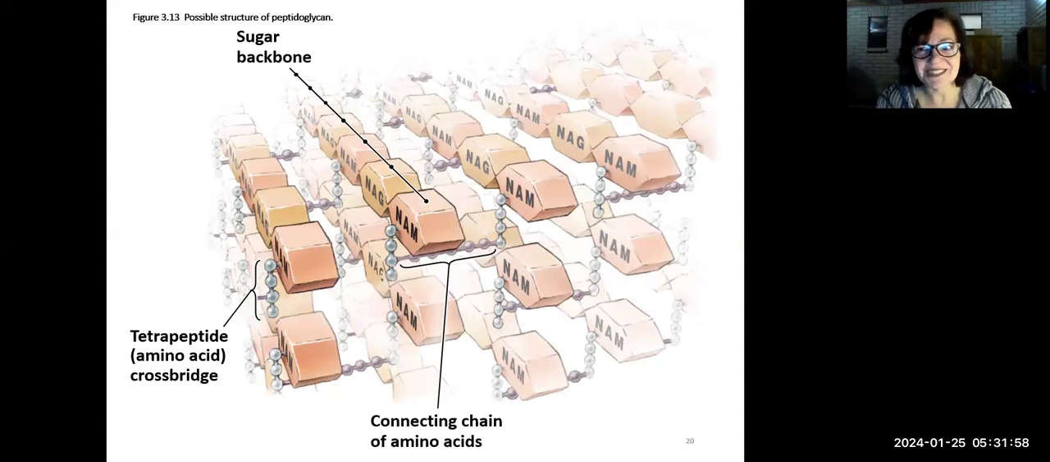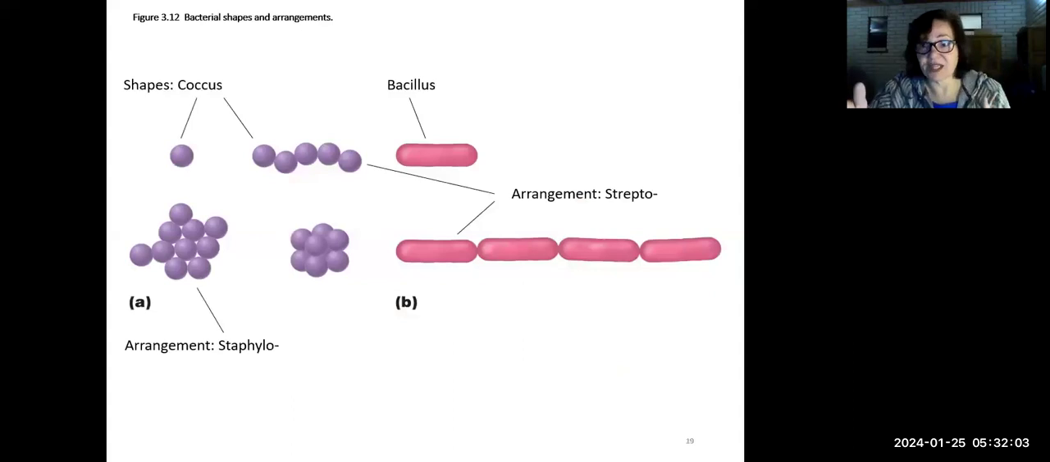Now let's take a look at this cell wall that's giving us these shapes. How does it give us these shapes? What is this stuff made out of? Remember we said it's peptidoglycan. Peptido tells you peptide bonds between the amino acids, and glyco tells you sugars.